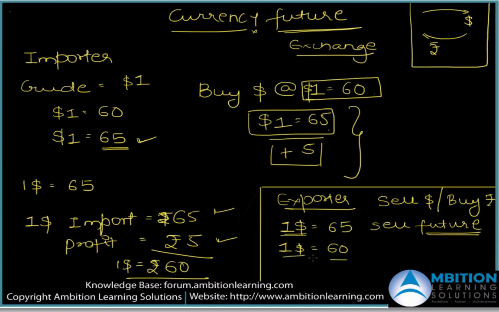So when $1 becomes 60, I sold it at 65, I buy it back at 60, and I make a profit of 5 rupees. So when I actually export something worth $1, how much will I receive? I'll receive only 60. But I've made 5 rupees profit on the exchange. Hence the net for me is 65. This is how people use the futures exchange to hedge their position. So the difference between forwards and futures is very simple.